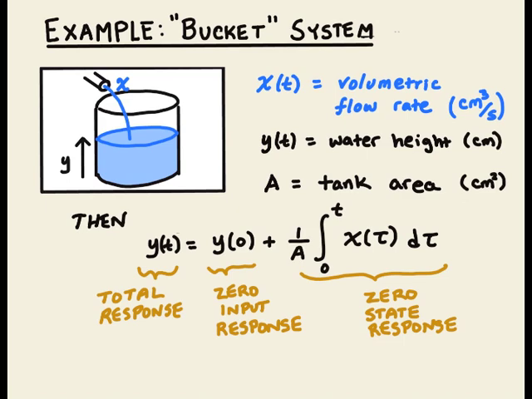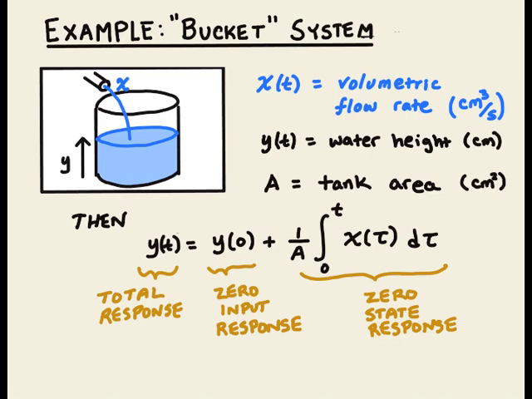So let's suppose that we have a bucket and then we have water flowing into the bucket. And the water flow rate is given by signal x of t. And this is the volumetric flow rate, so it's measured in something like centimeters cubed per second. Our output in this case is going to be y of t, which is the water height measured in centimeters. These two variables are related by the equation shown at the bottom of the page. Here the coefficient a is the area of the tank, and that's in centimeters squared.